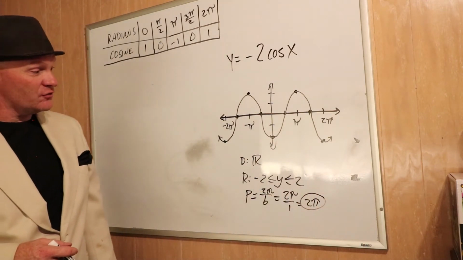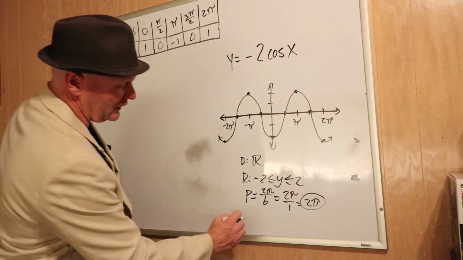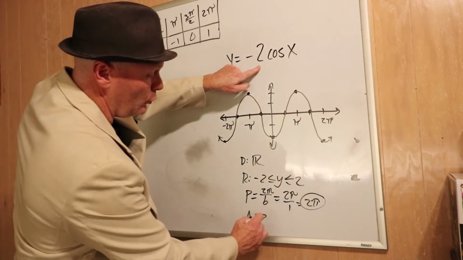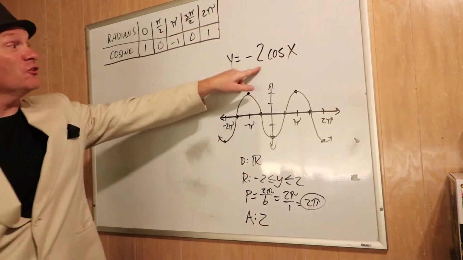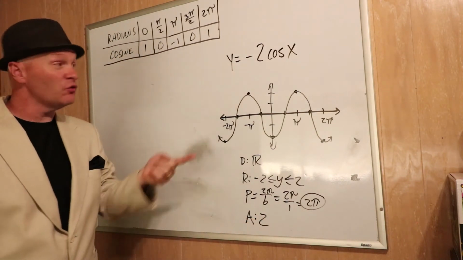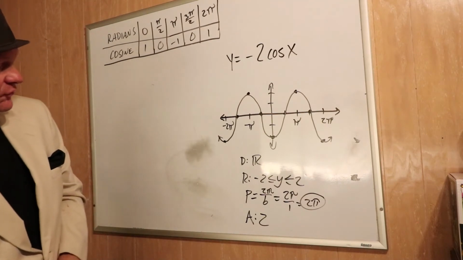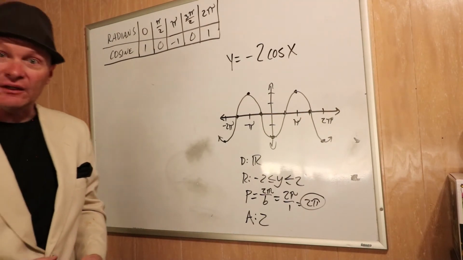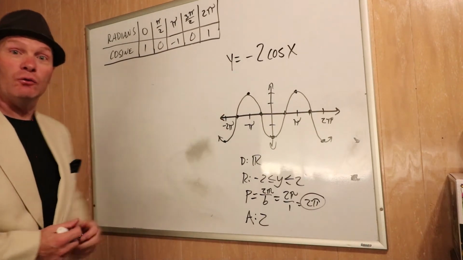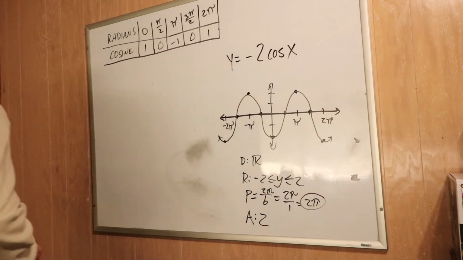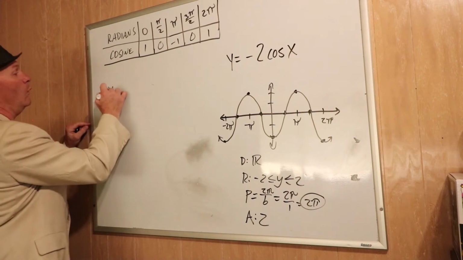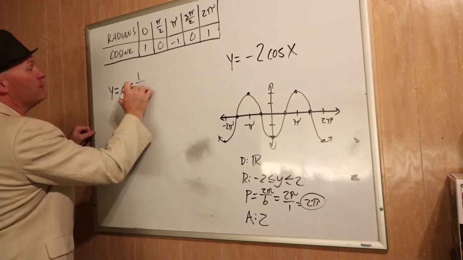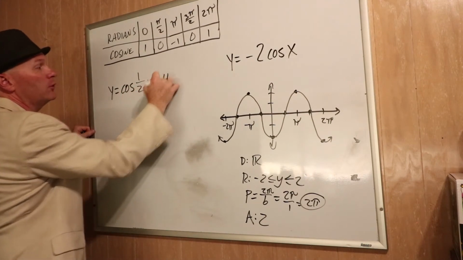What else is there? Let's see. The amplitude. Remember, the amplitude is just a. So it would be 2 on this one. If there is no a, then the amplitude is always 1. Oh, let's see. What else? One more thing. That's it, I guess. Okay, there we go. y equals negative 2 cosine of x. How about, let's try this one. y equals cosine of 1/2 x plus 4.